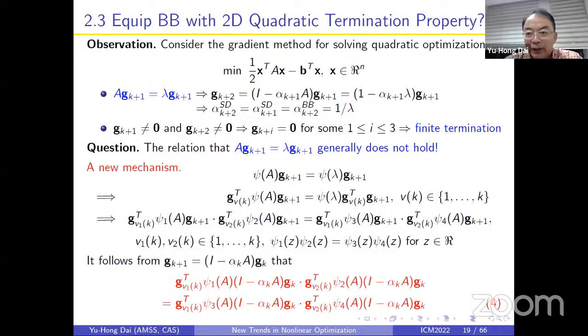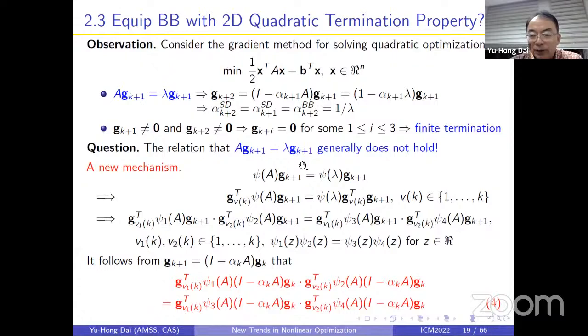So next, we would like to ask the following question. Is it possible to equip BB with the two-dimensional quadratic termination property? If we want to answer this question, at first we can make an observation. If it happens that we get a gradient which is exactly an eigenvector of the matrix A, then it's very easy to get the finite termination property. But in practice, it's actually very difficult to get an eigenvector of A as a gradient.